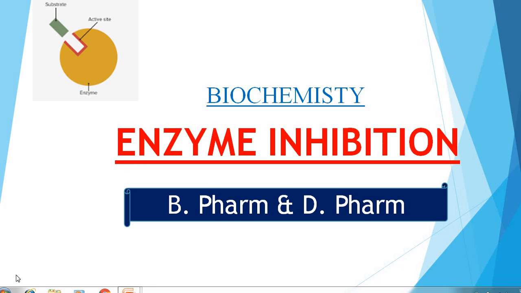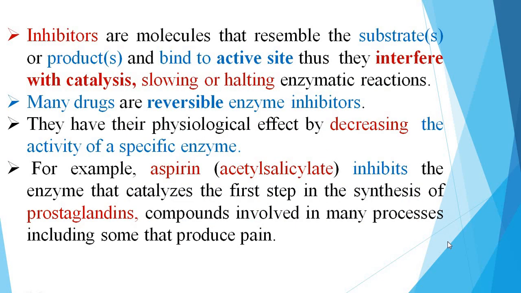Hello everyone, in continuation to my lectures on enzymology, today we are going to discuss enzyme inhibition. So what are inhibitors? Inhibitors are molecules that resemble the substrate or the product and bind to the active site, thus they interfere with the catalysis, slowing or halting the enzymatic reactions.